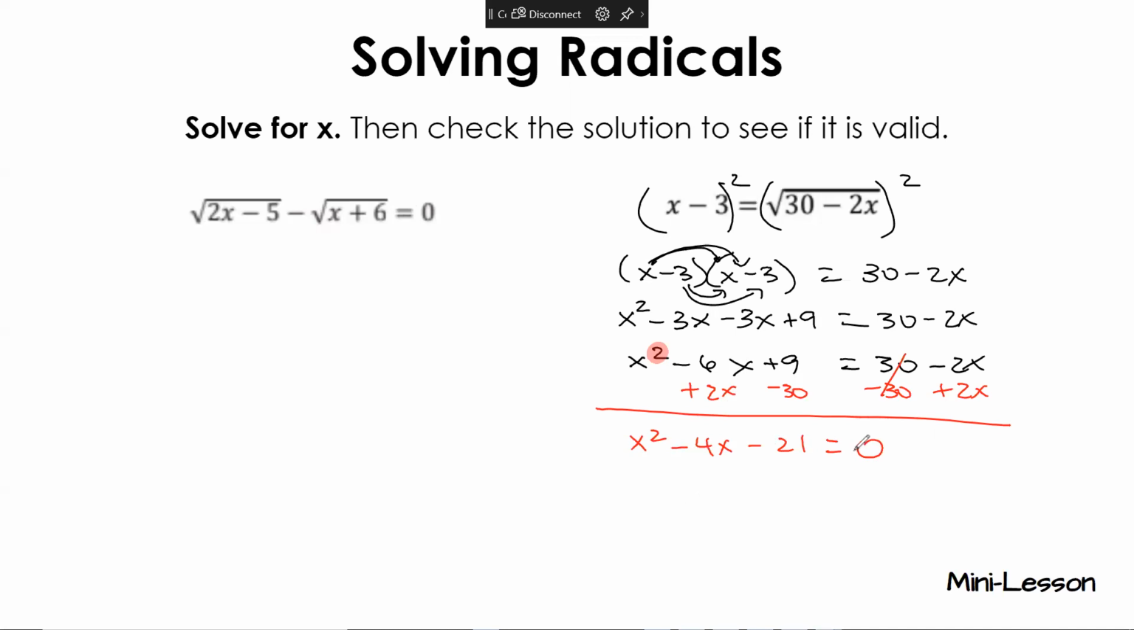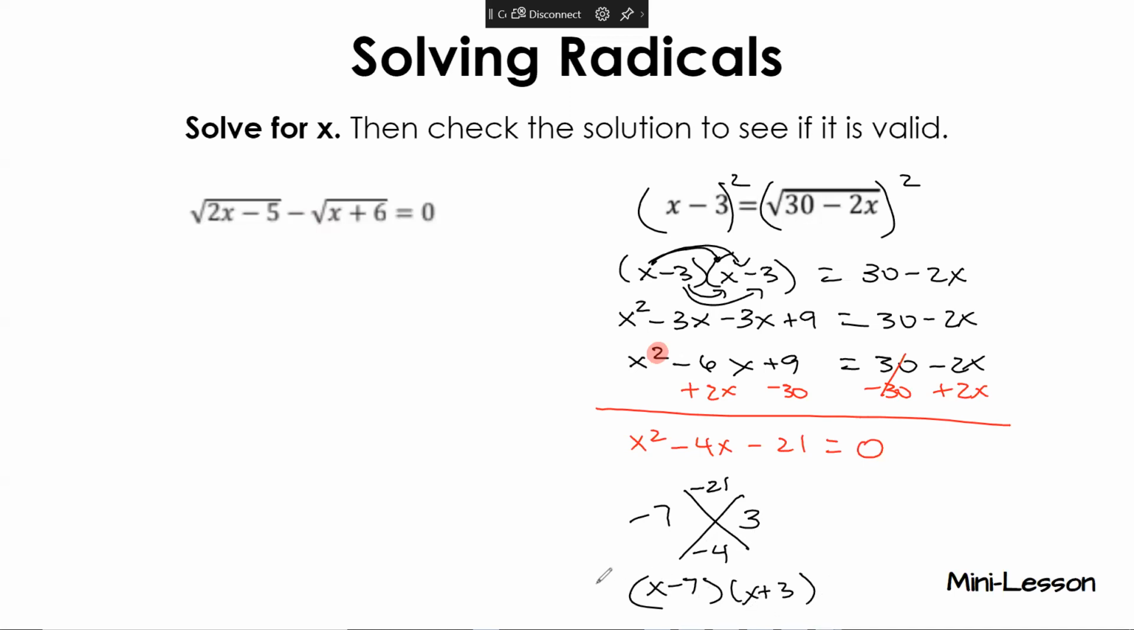So once we get here, you're going to use the big X. A times C is going to give us negative 21. B is going to give us negative 4. What two numbers can I multiply together to get me negative 21, but add together to get negative 4? Okay, negative 7 and 3. So this is going to be x minus 7 times x plus 3. How do we find the zeros?